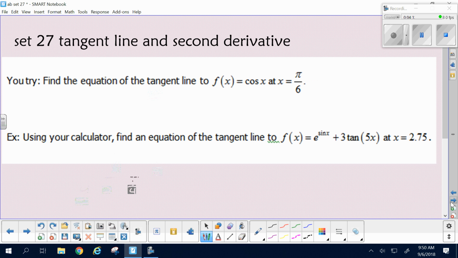Now, would you try one on your own? Find the equation of the tangent line to the cosine curve at x equals pi over 6. If you want to draw a picture, fine, but you do not have to draw a picture. Point, slope, point, slope. Two-step process.